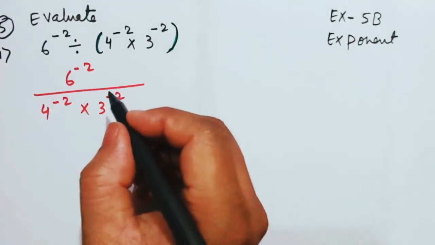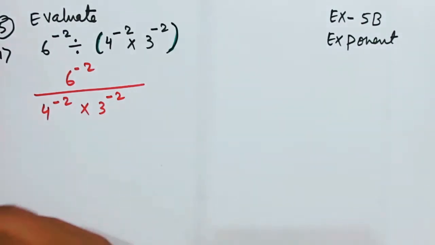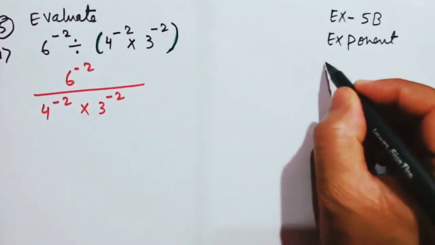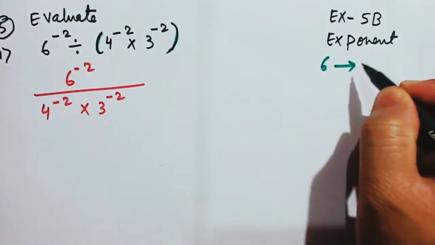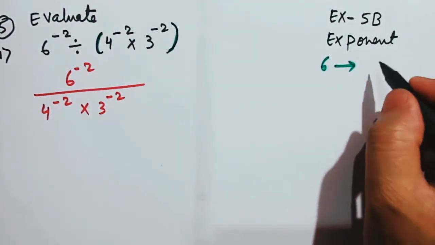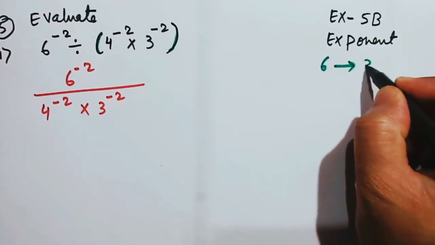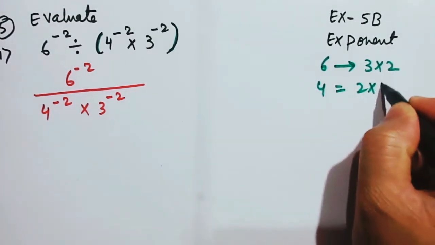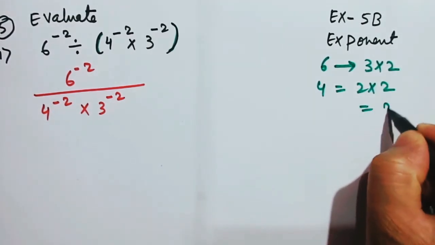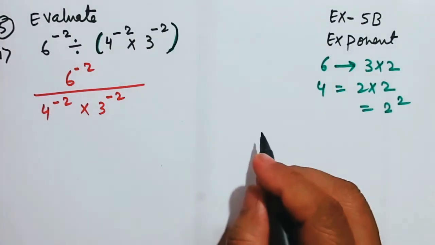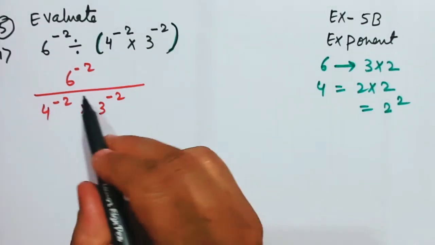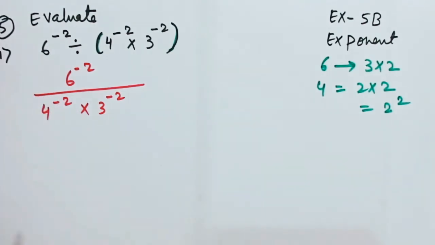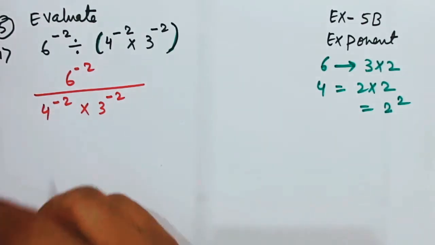As we were discussing in the previous session, 6 is not in proper order. Why? Because this is not a prime number. So we will convert it into prime factors, 3 into 2. What about 4? 4 will be 2 into 2, which is 2 square. So let us replace 6 by 3 into 2 and 4 by 2 square, keeping the exponent as it is.